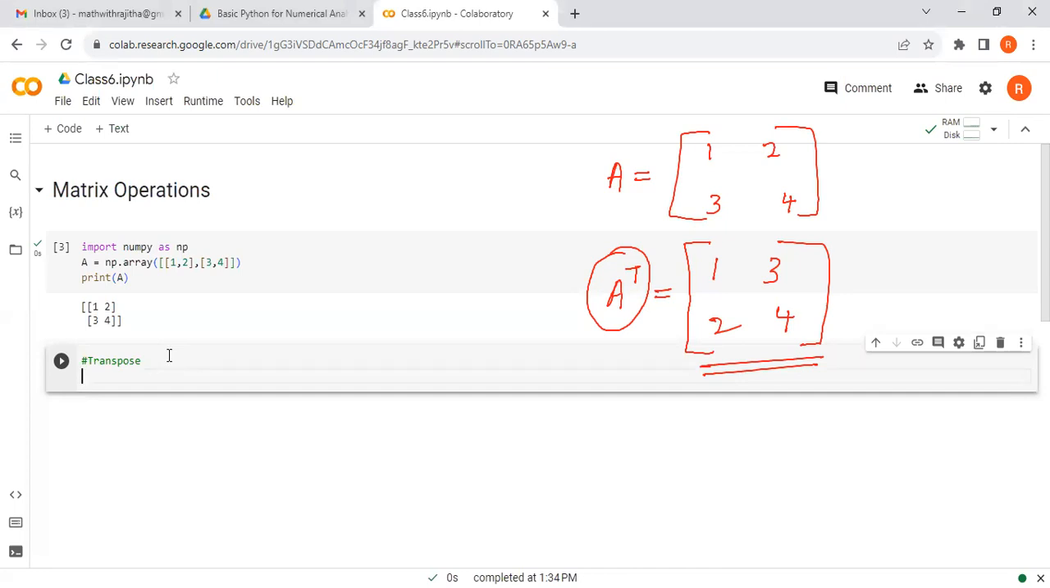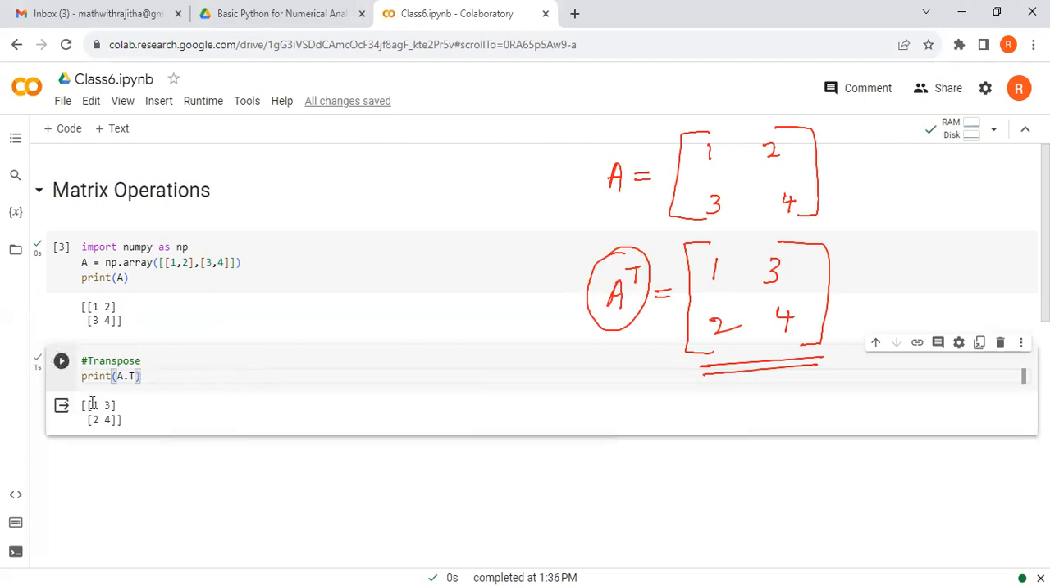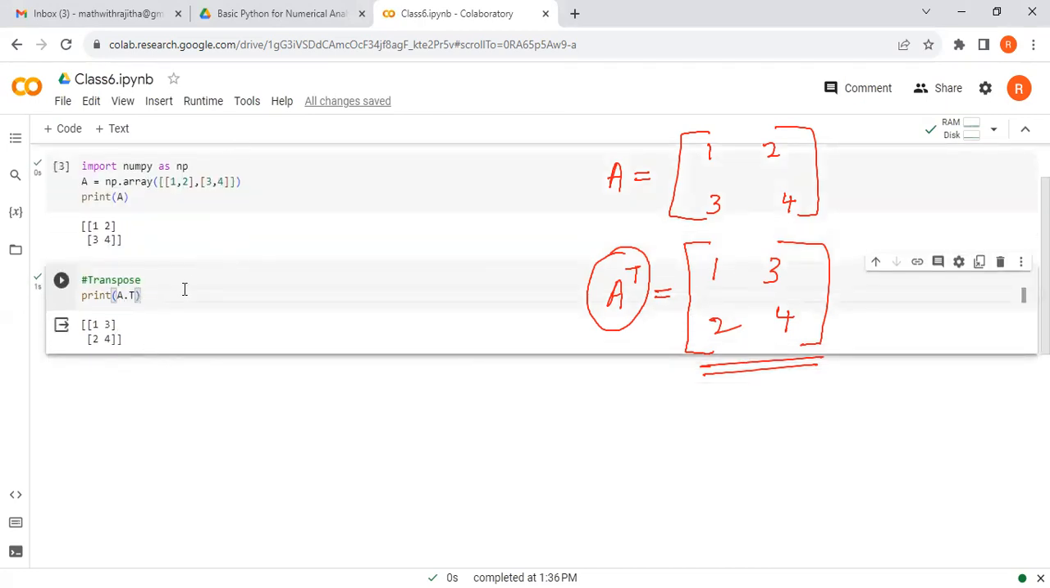Okay, then how do we get the transpose? A dot transpose, the transpose of A. We are getting 1, 3, 2, 4. This matrix. That's fine.